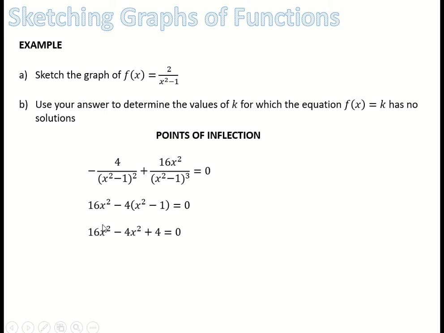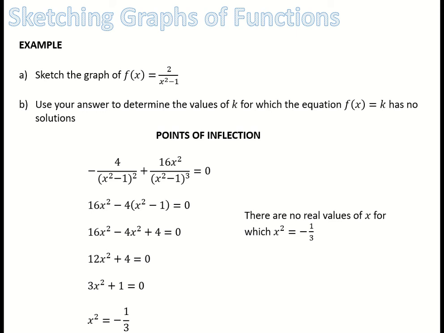Multiply out the brackets, careful with the negatives, simplify it a little bit, divide by 4, x squared equals minus 1 over 3, and x would therefore equal the square root of minus 1 over 3, which obviously we cannot do. So there are no real values of x for which x squared equals minus a third, in which case there are no non-horizontal points of inflection.